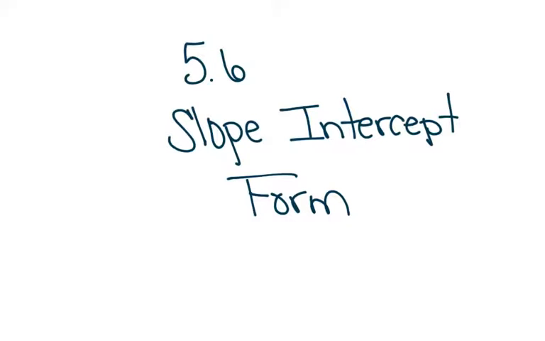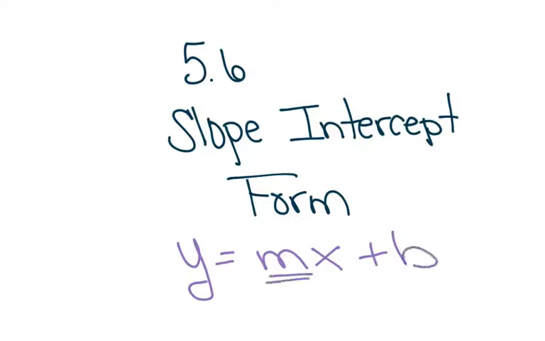All right, we have 5.6 slope-intercept form today. So, writing our equations of a line. Slope-intercept form, just so we remember, is y equals mx plus b. And as a gentle reminder, again, slope and y-intercept. Okay.